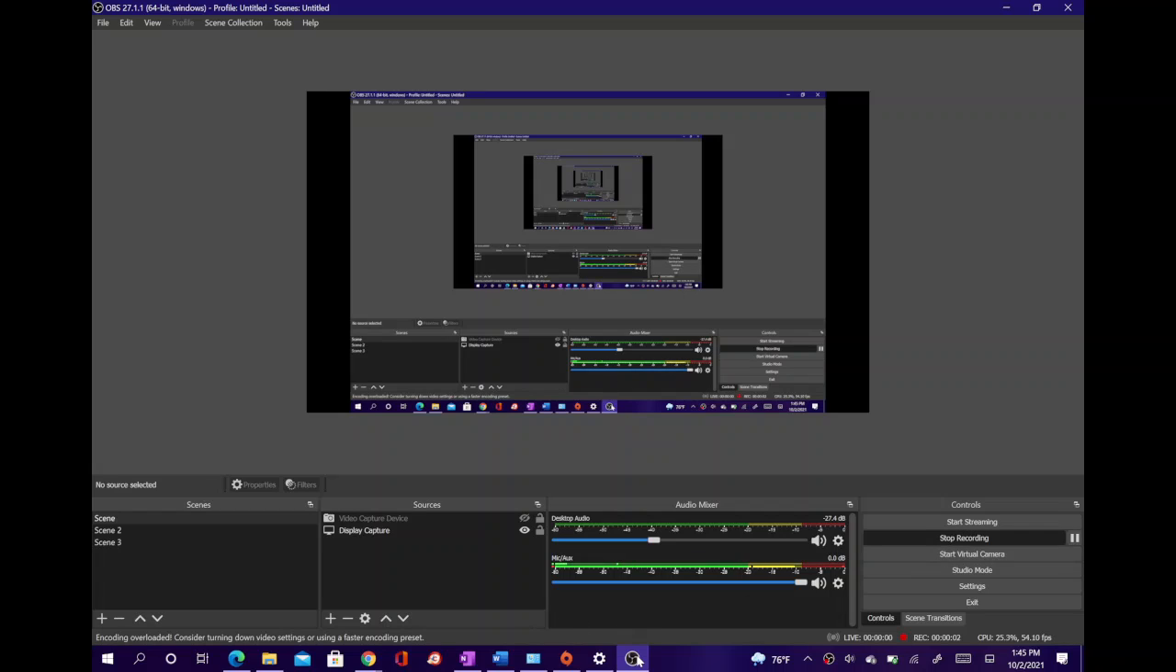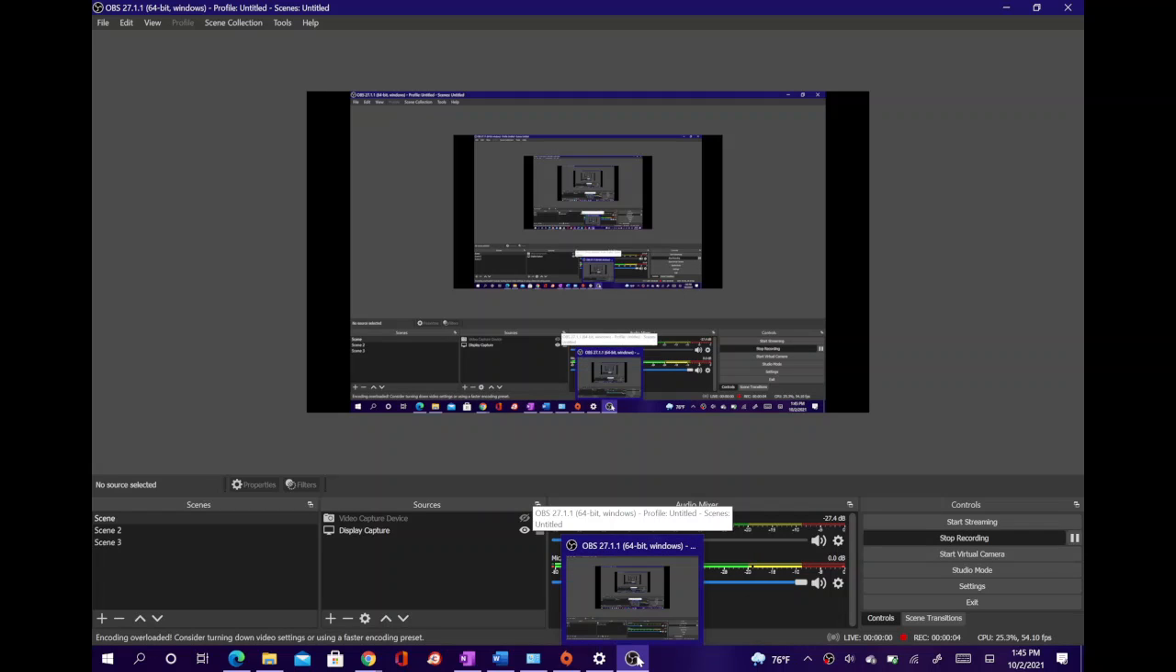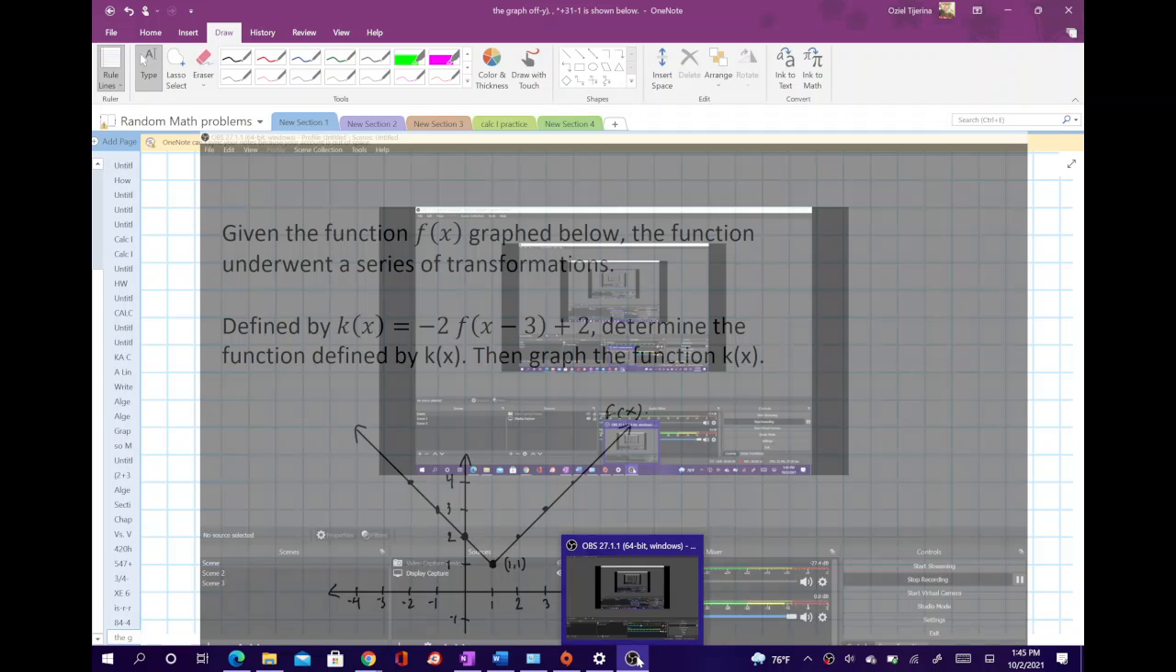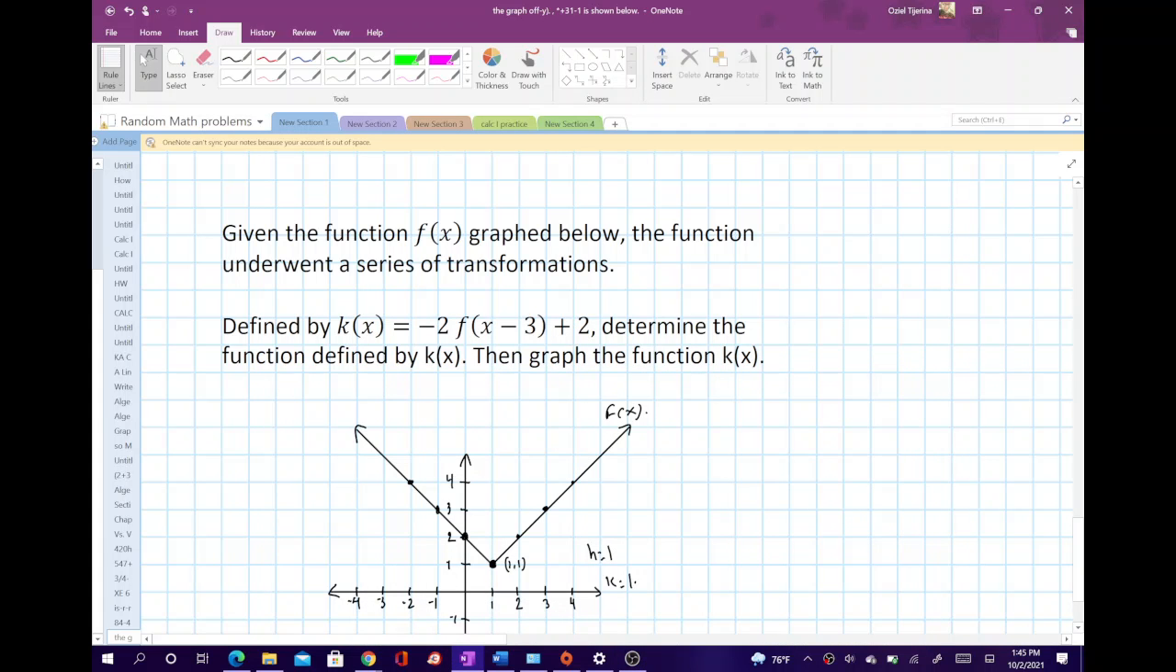Alright, so hello everyone. In this video, I want to do a very quick problem regarding graphs or transformations of absolute value functions, right? So this is a pretty interesting problem. We want to describe, or rather figure out the graph of the function given the transformation from f of x to k of x.